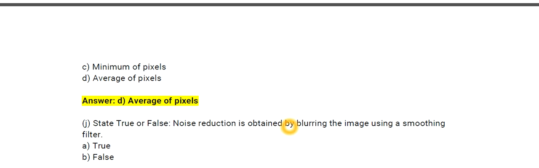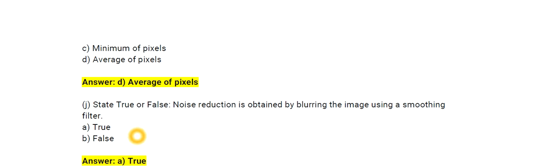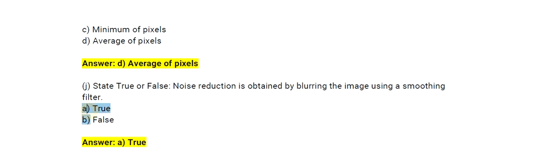Next question is, state true or false. Noise reduction is obtained by blurring the image using a smoothing filter. Very correct, because we can do the noise reduction by smoothing the image. So option A is correct, true.